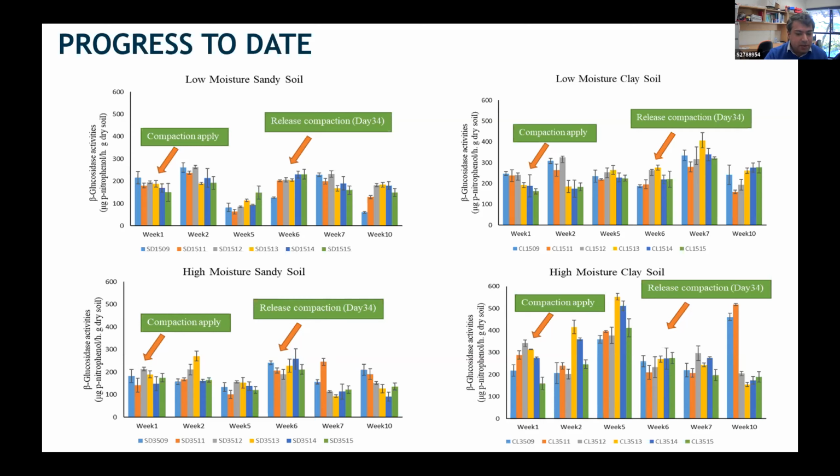You see, we have the same pattern. When the soil goes under stress, the exudation of beta-glucosidase decreases. And when we release the compaction, we have more enzyme activity in the systems. And these enzyme activities are different when we're dealing with different compaction levels and different moisture levels, and also in different soil types and soil textures.